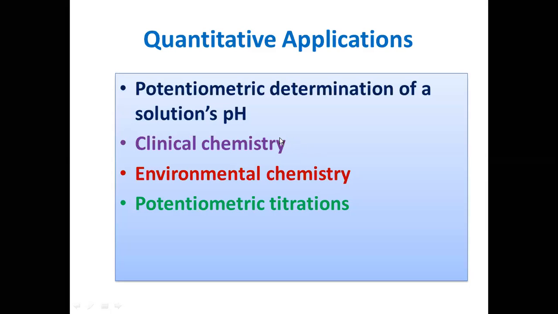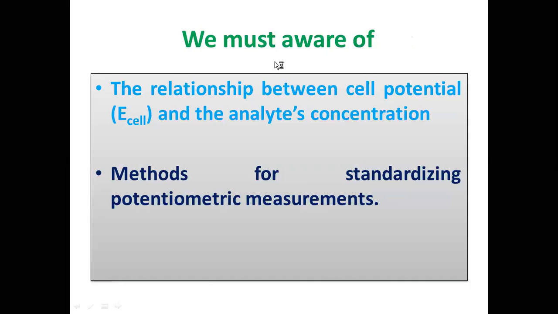Even in clinical chemistry or environmental chemistry laboratories, the concentration of the active species, called the analyte, can be determined by using the relationship between the concentration and the EMF as related in the Nernst equation. And more importantly, most potentiometric titrations are performed in order to quantify the species. So the chemist or the analyst must be aware of the relationship existing between the cell potential and the analyte concentration.